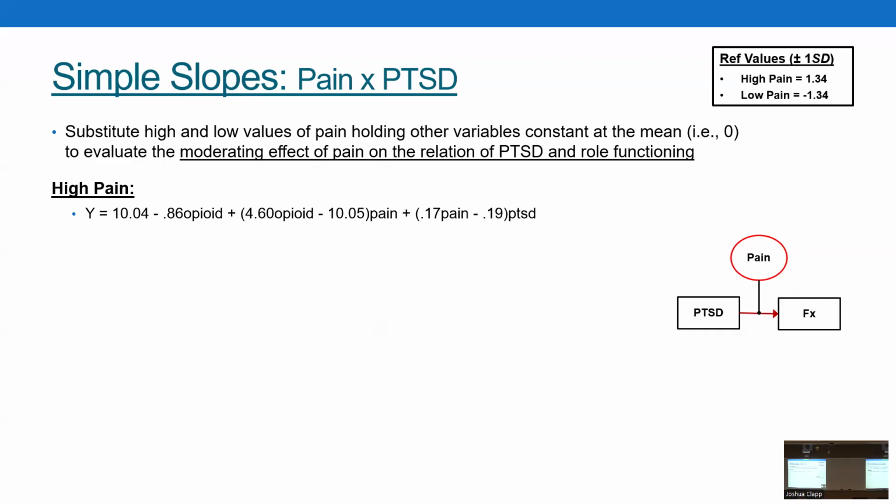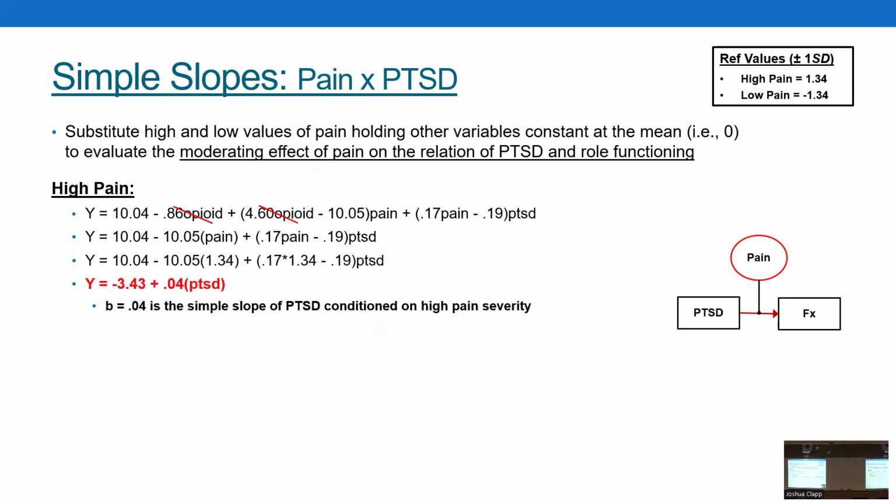So here's my restructured equation that I pulled out, right? Anything that has to do with opiates, that's being held constant at 0. So those go away, right? So here's my reduced equation. And I'm just going to plug in for high pain a value of 1.34. Okay, drop that in for pain, multiply this out, and what I get is my simple slope for the conditional effect of PTSD on functioning at high levels of pain.